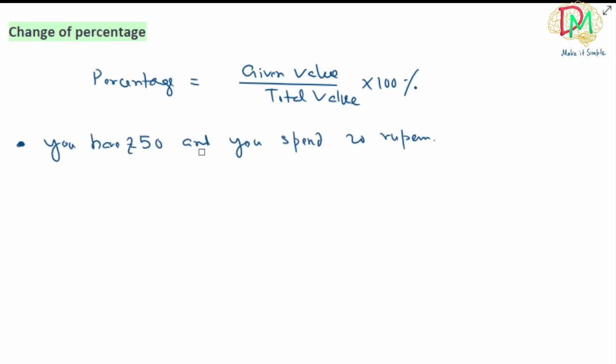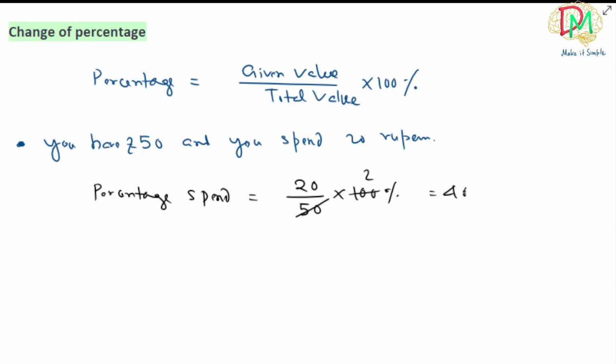you have 50 rupees and you spend 20 rupees, how much percentage did you spend? Percentage is the given value you spend, 20, and the total rupees you have, 50, into 100%. So that is 2 times 20, which is 40%. It means 40% of the money you spent to buy something. Clear?